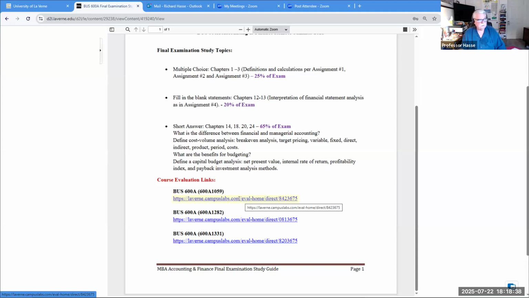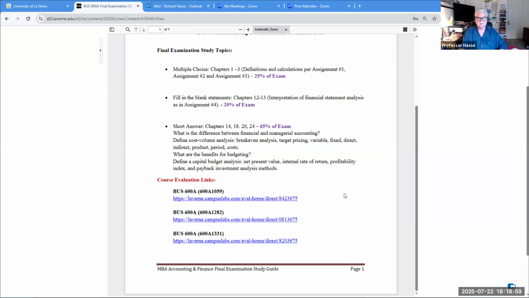These links are also located in the week 8 file folder as well. So once you feel ready, click on it, complete it. It takes about 5 to 10 minutes. And then you send me an email saying, I have completed the evaluation, Mr. Hasse, and then I can add the 5 points to your final examination grade.